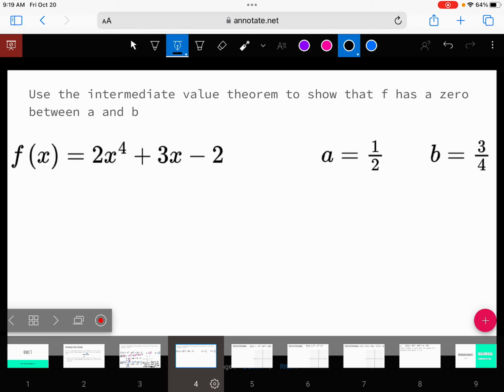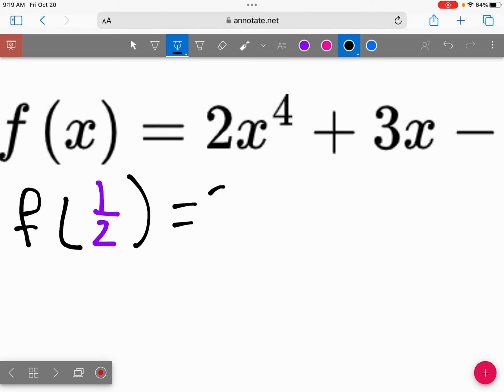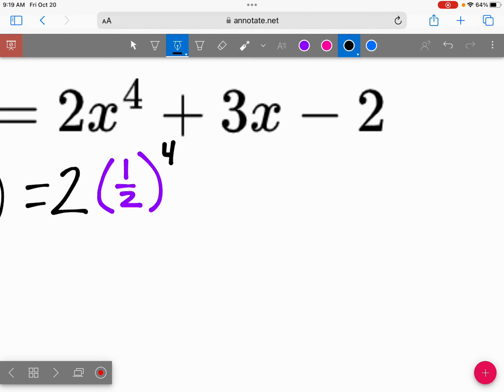Okay. So just like we did last time, we are going to substitute these in. My a of 1/2. We're going to do f of a. F of 1/2. Two times 1/2 to the 4th, plus 3 times 1/2, minus 2.